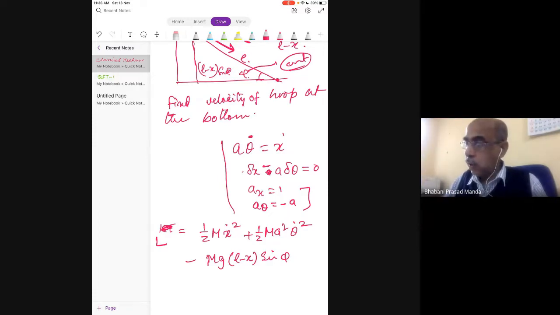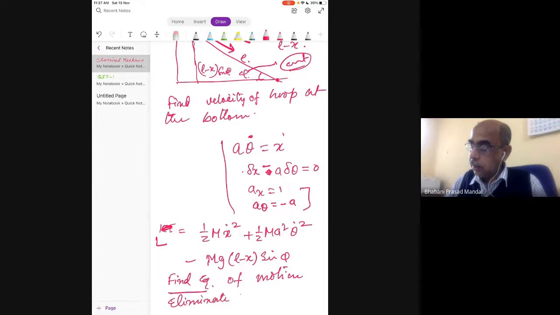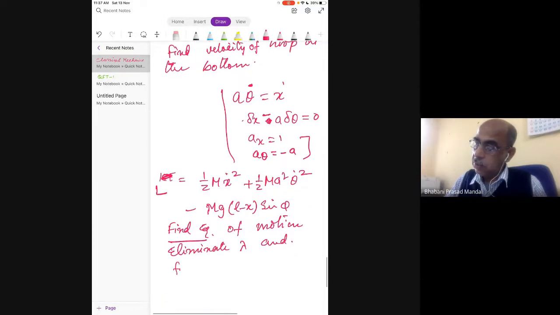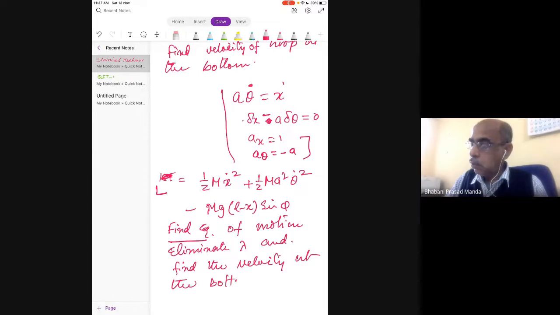So now I leave it for you. Find the equation of motion, eliminate lambda, and find the velocity, and solve the equation to find the velocity. So this I am not doing, because if I do everything... this is of course given in many books.